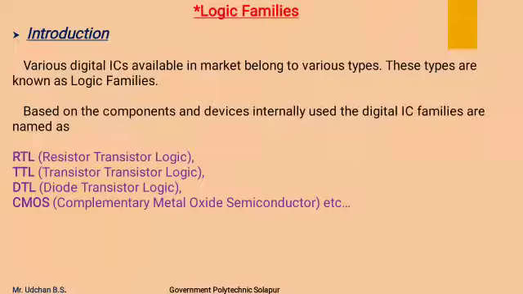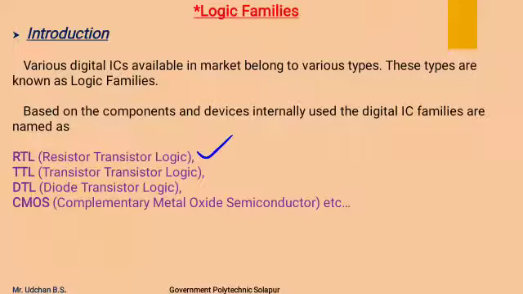Various digital ICs available in the market belong to various types. These types are known as logic families. Based on the components and devices used internally, the digital IC families are named as resistor transistor logic, that is RTL. In this, resistors and transistors are used to manufacture the digital ICs.